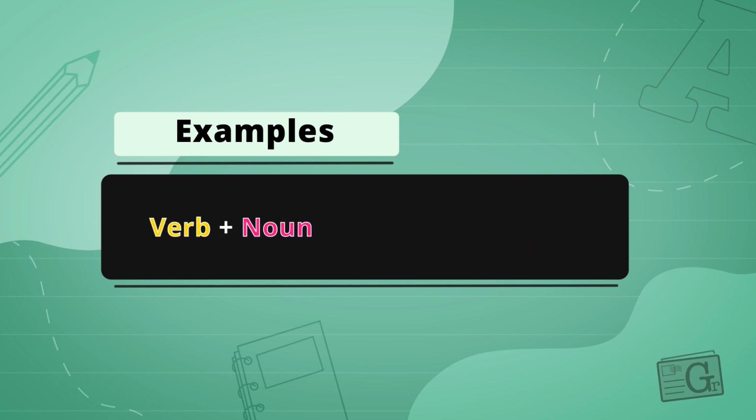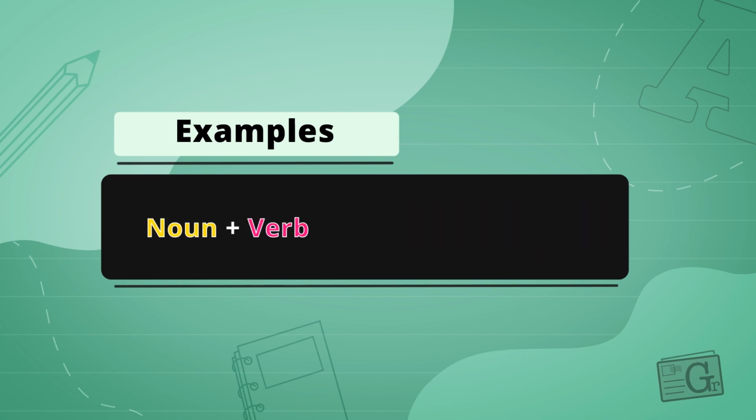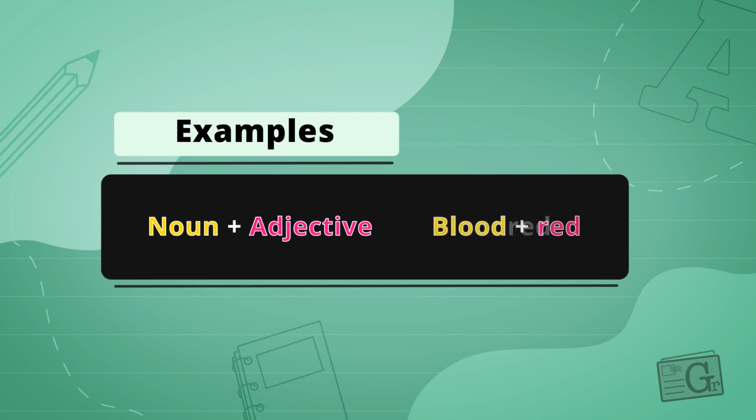Verb plus noun. Swimming pool, dining hall. So swimming is a verb and pool is a noun. So it is verb plus noun. Next, noun plus verb. Haircut, heartbeat, etc. Hair is a noun and cut is a verb, but they form a compound word, joining together. Noun plus adjective. Noun, blood, red. So noun here is blood and adjective is red.